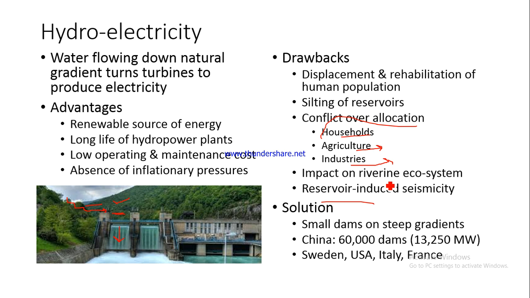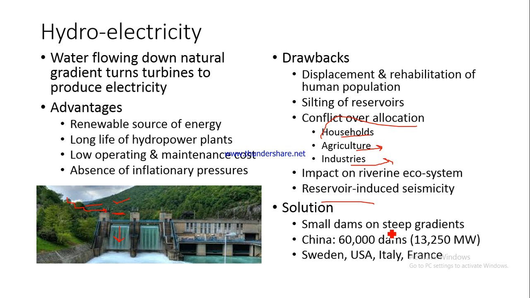Go for small dams. So wherever there is a steep gradient, there is a steep slope, specifically in the hill areas, there might be so many steep slopes, you can construct a dam there. And this dam need not be a very big project. It needs to be a very small project with very small capacity to produce power.